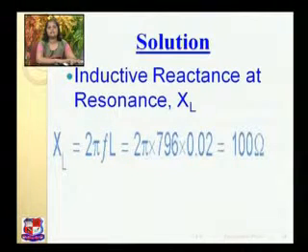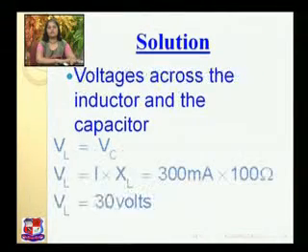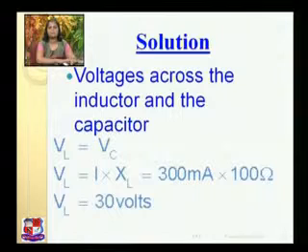Frequency is 796 and inductor is 0.02, so your answer is 100 ohm. Now voltage across the inductor and capacitor. As we know, at the time of resonance, voltage across inductor is exactly equal to the voltage across capacitor. So VL is equal to VC.